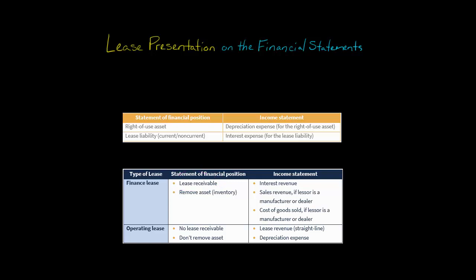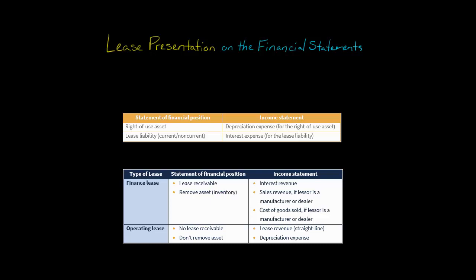So they would remove inventory from their statement of financial position and then have a lease receivable. If it's not a sales type lease, if it's more just a direct financing lease, there's no selling profit, then the lessor would still recognize a lease receivable, but when they remove the asset from their statement of financial position, they wouldn't be reducing the inventory account. Let's say they were leasing out equipment, they would reduce the equipment account.